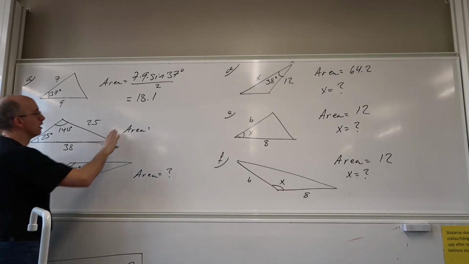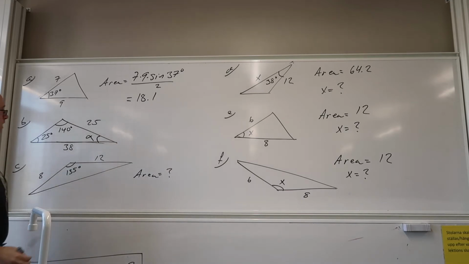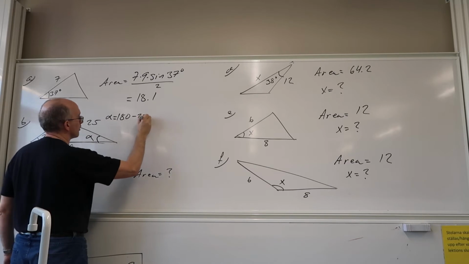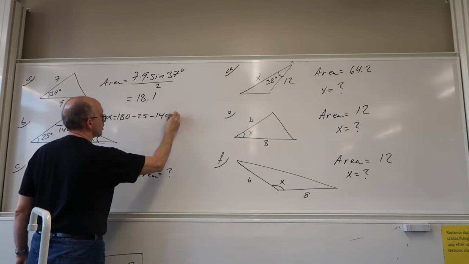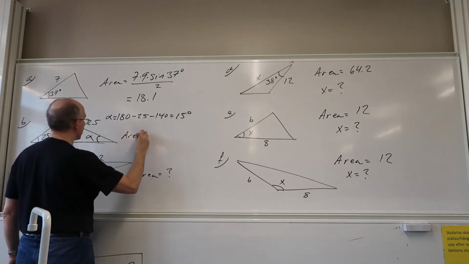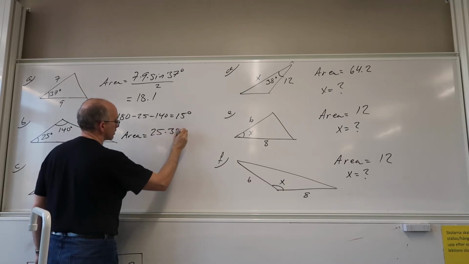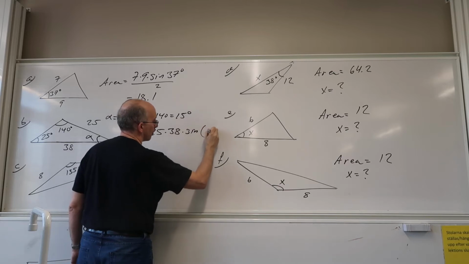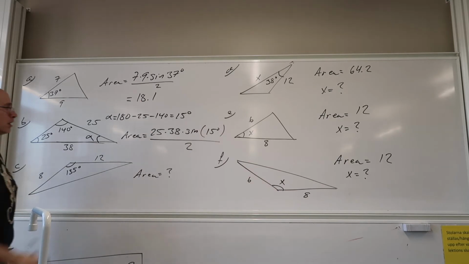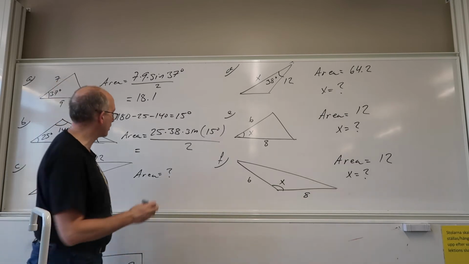Here, well, I need to start by finding this angle. First, I should use the angle in between. So 180 minus 25 minus 140, so 15 degrees. So the area is 25 times 38 times sin of 15 degrees divided by 2. And I got that to be 123.